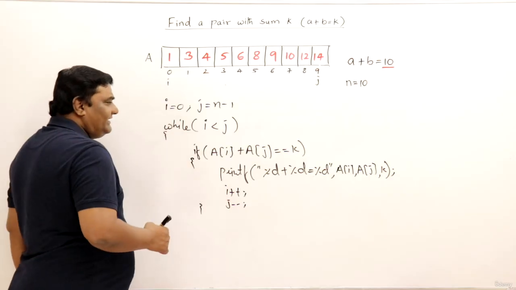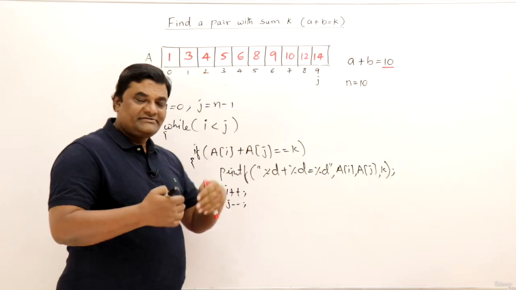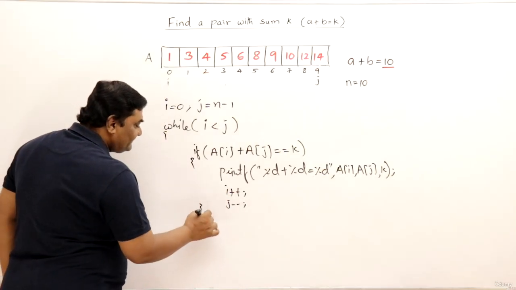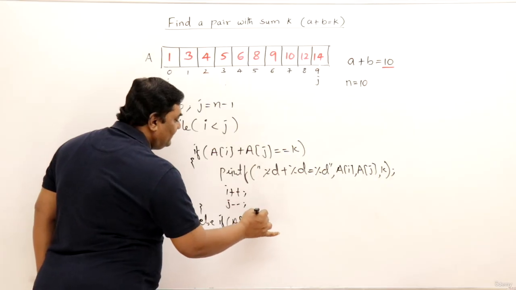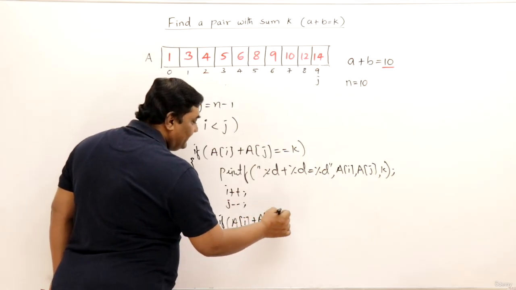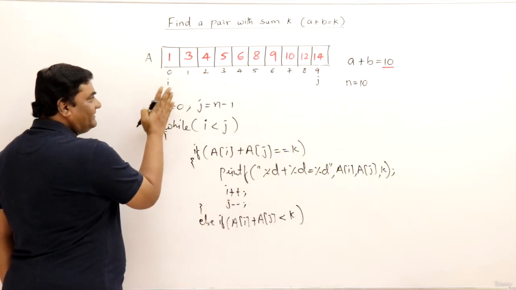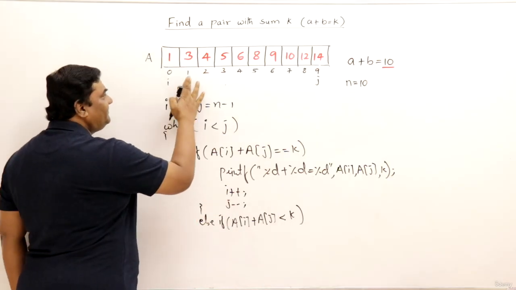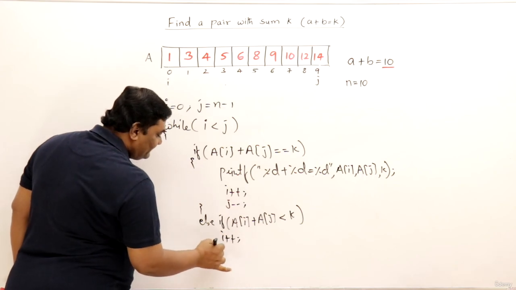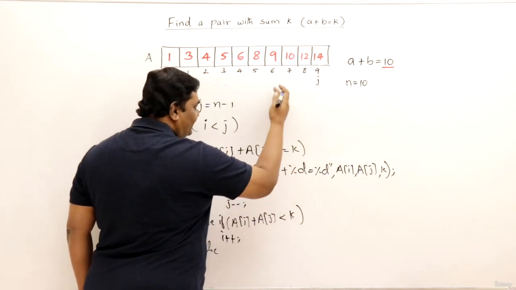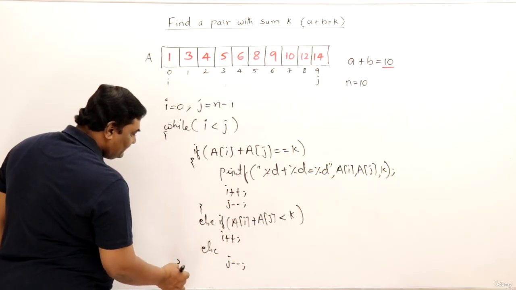Then, second case, if they are not equal, then this total may be greater or smaller. So I will write else if a of i plus a of j is less than k. If it is less than k, it means the number is smaller, so I should go to the bigger number. So i plus plus. Else means the number is greater, so I should decrement j, else j minus minus, right?